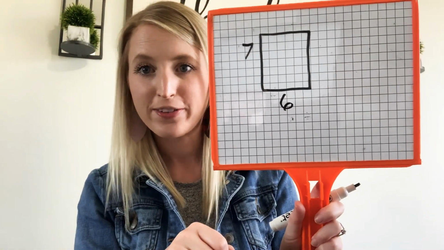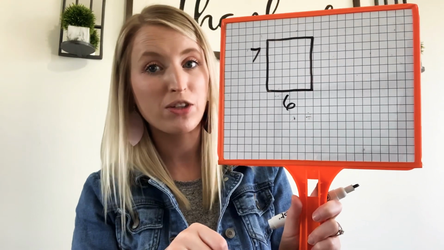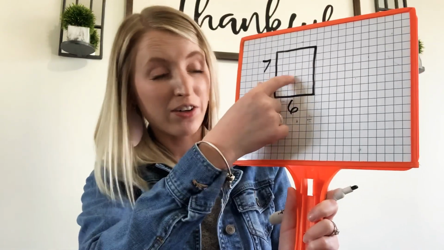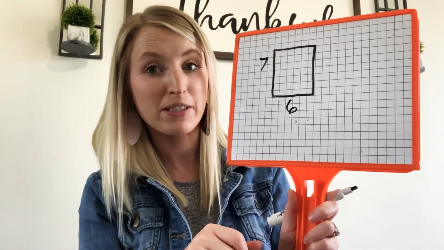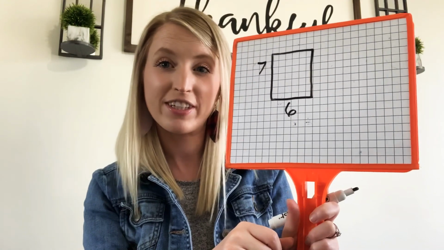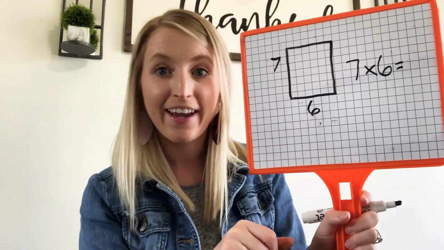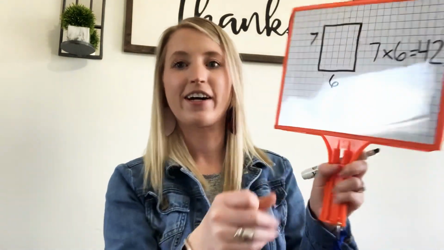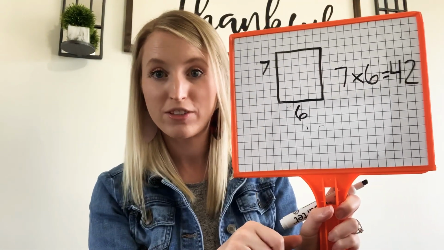Okay, so to find the area, you probably don't have this graph paper at your house. If you do, that's great. You could count all the squares, but if you just have a regular piece of paper, you'd have to multiply 7 times 6. Now, hopefully you've been practicing your multiplication facts at home and you remember that 7 times 6 is 42. So the area of this shape is 42. Okay? All right, so that's just a little review of area.